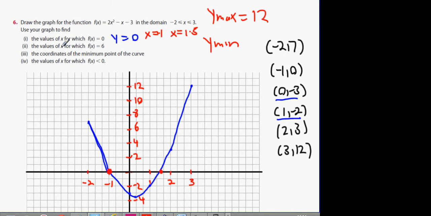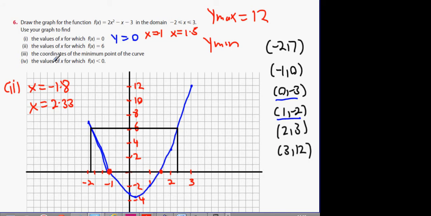Find the values for which f of x equals 6, where the y value equals 6. What do we get this time? That's minus 1.3, minus 1.67. It's very close, about minus 1.8, minus 1.9 somewhere. So let's go for minus 1.8. And what's the other one? 2 1/3, 2.3, or 2.33.